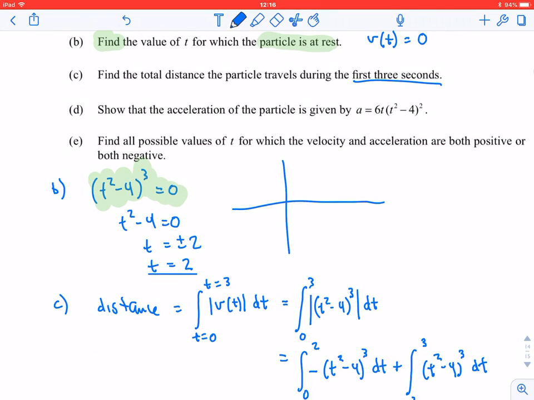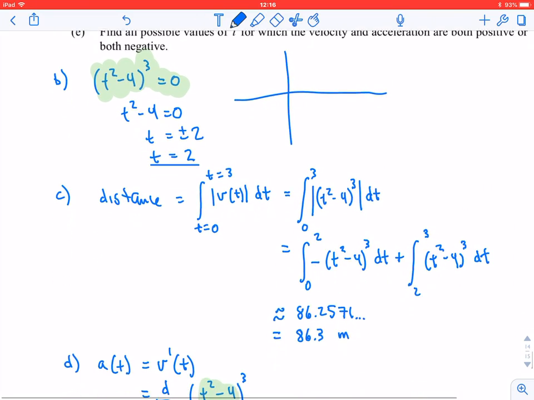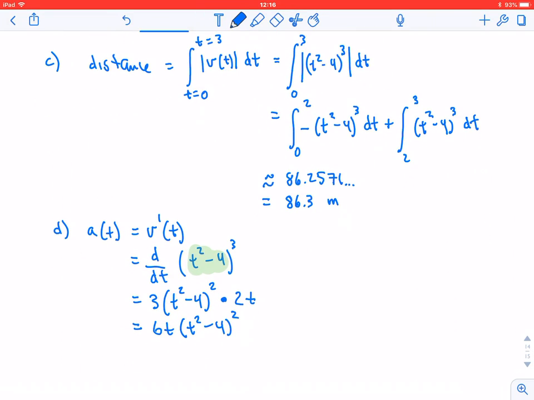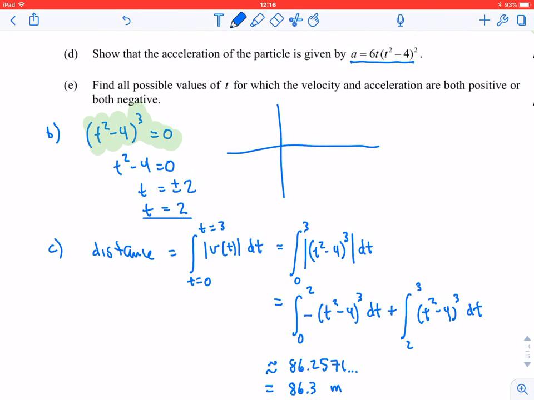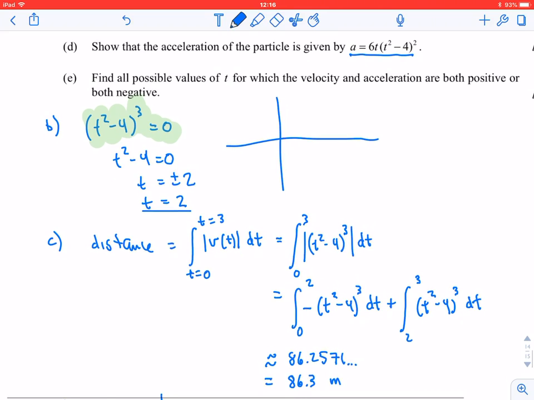Because it does say show that the acceleration is this expression, so you need to have as your final step that very expression. Last part, part E, asks you to find all possible values for which velocity and acceleration are both positive and both negative. There are a lot of possible ways to do this.